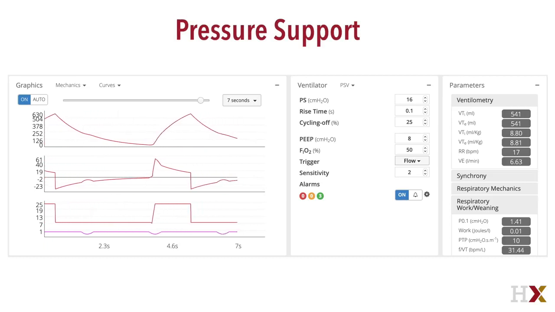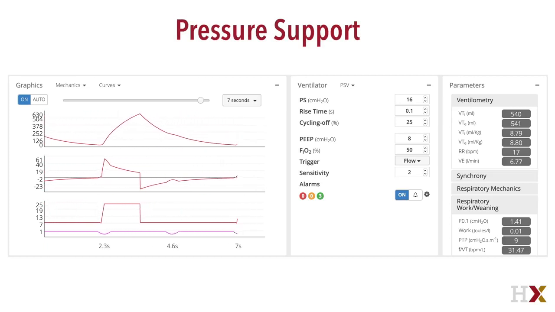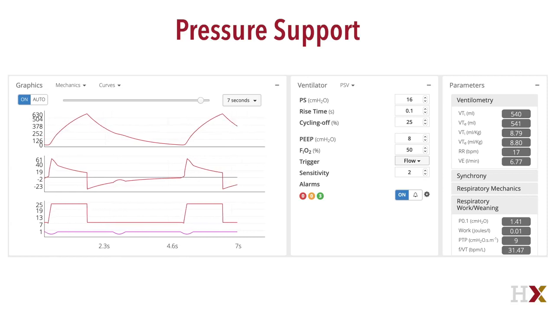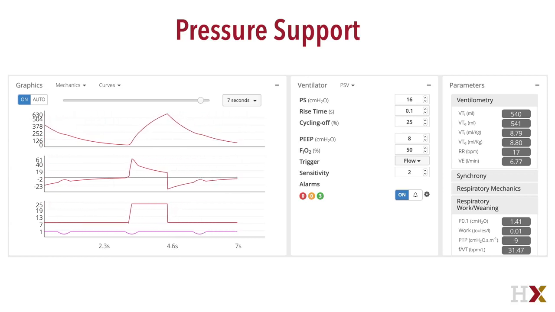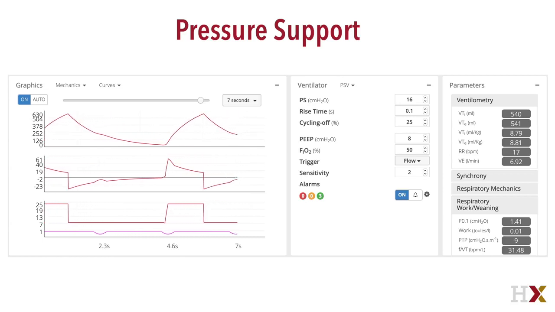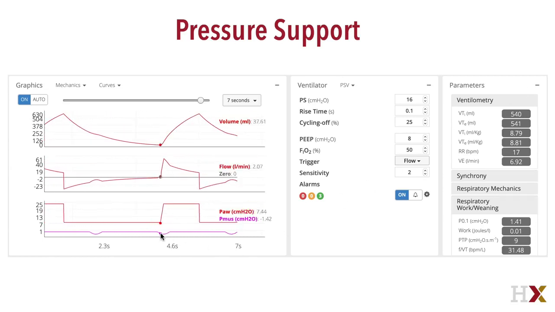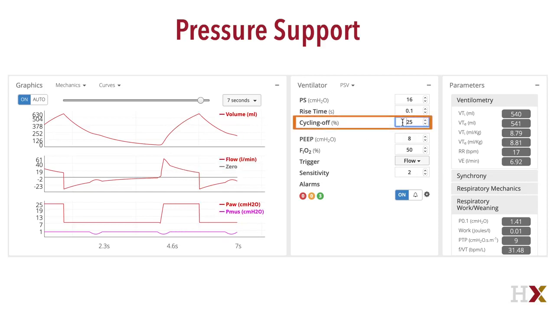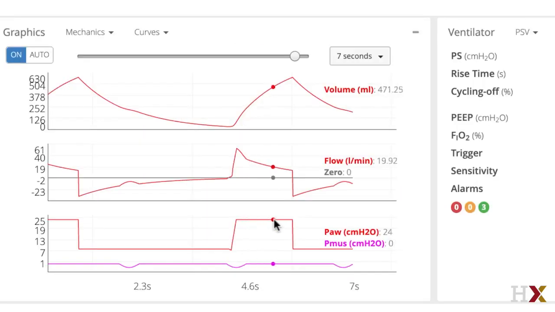Ineffective efforts generally occur when patients are over-assisted, either with too much pressure support, or if they have very high airway resistance, for example. So here in this case, we have a patient with a very weak effort that they trigger the ventilator, but due to their airway resistance, which is quite high, it takes a very long time to meet the criteria, which is 25% of peak flow, to cycle off the breath. So all of this breath is excessive compared to their drive.